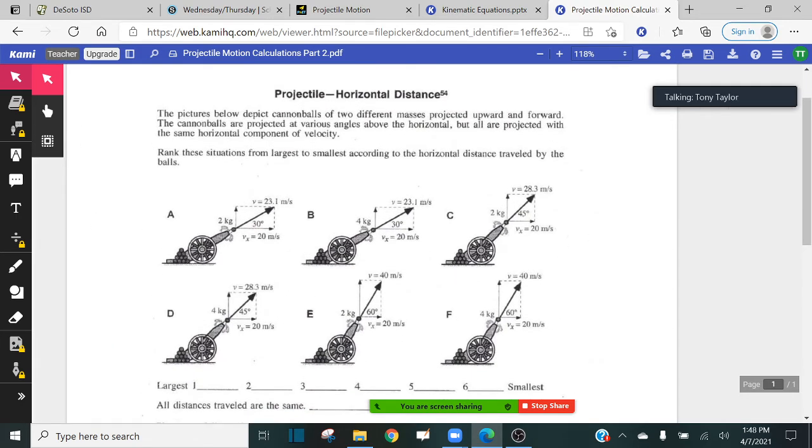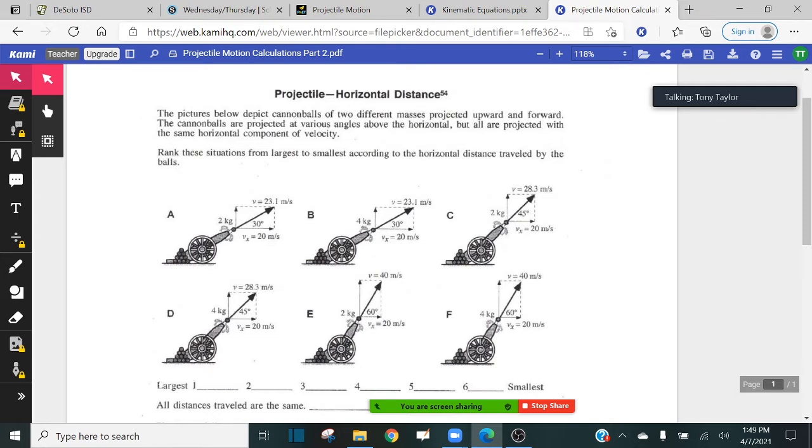So I'm going to start off by reading the instructions. It says the pictures below depict cannonballs of two different masses projected upward and forward. The cannonballs are projected at various angles above the horizontal, but all are projected with the same horizontal component of velocity. Rank these situations from largest to smallest according to the horizontal distance traveled by the cannonball.